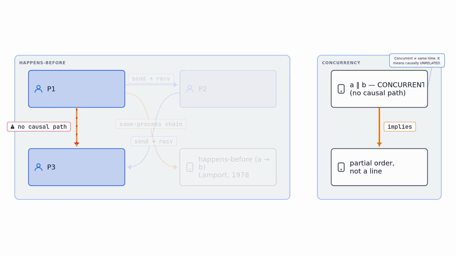And here's the part people miss. If no chain links two events, neither happened before the other. They are concurrent, and that does not mean at the same time. It means causally unrelated. A partial order, not a line.